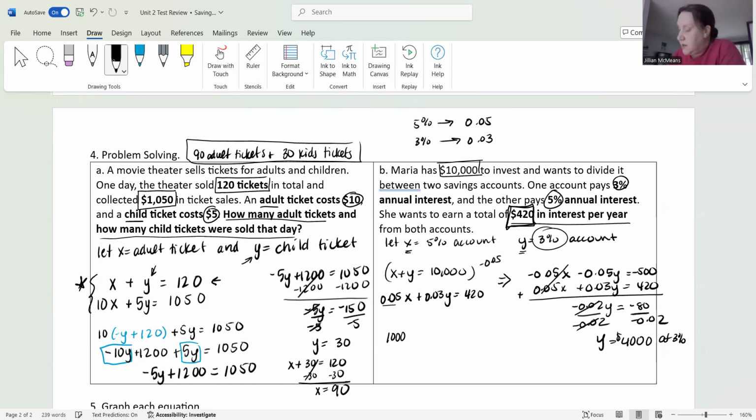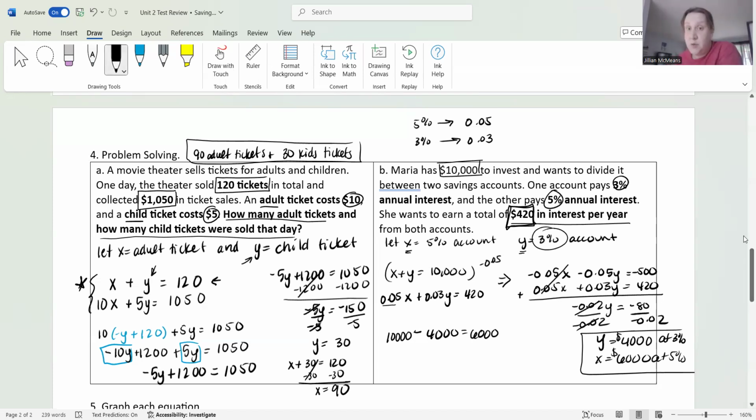So we've got 10,000 total. We know we've already invested 4,000 at 3%. That's going to leave me 6,000 at 5%. So those are the two word problems. I was able to set them up in class at the very end of class when we were kind of going over this worksheet. We just didn't have time to finish solving them. Okay. So that's question 4.